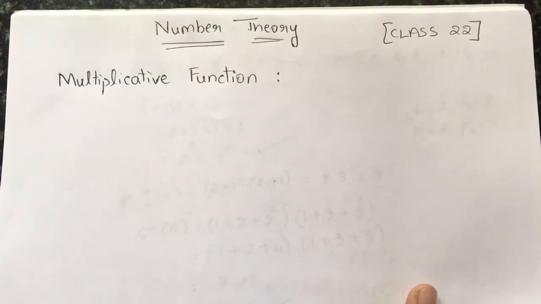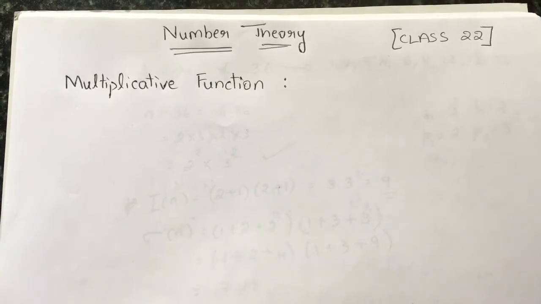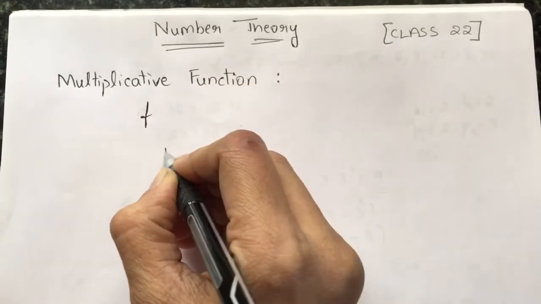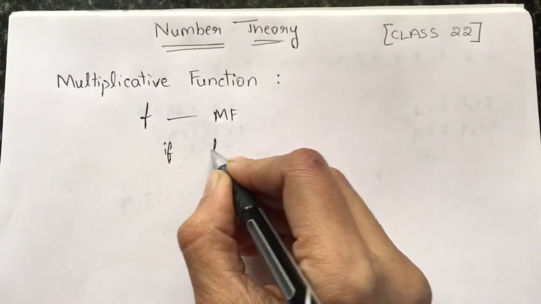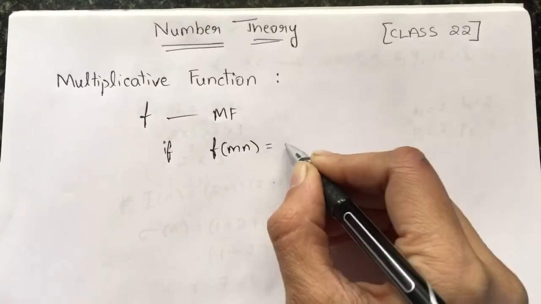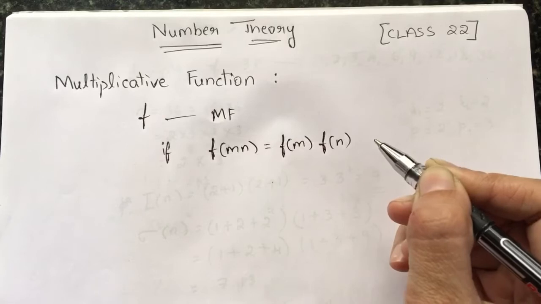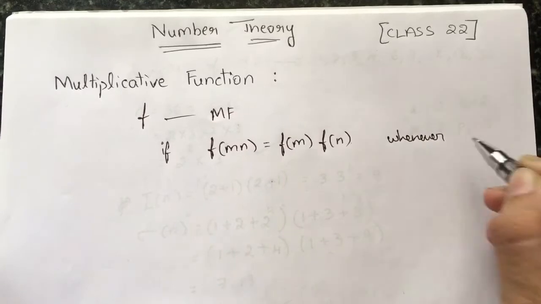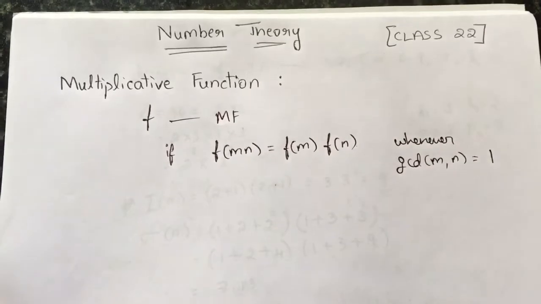Welcome to Math World. In this class, let us learn about multiplicative functions. A number theoretic function f is said to be a multiplicative function if f of mn is equal to f of m into f of n whenever m and n are relatively prime, whenever GCD of m comma n is 1.